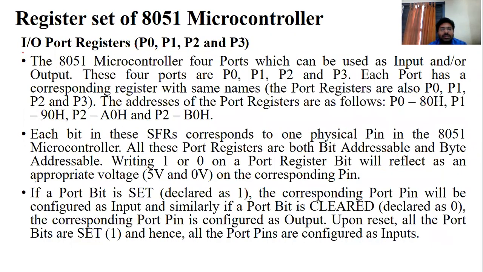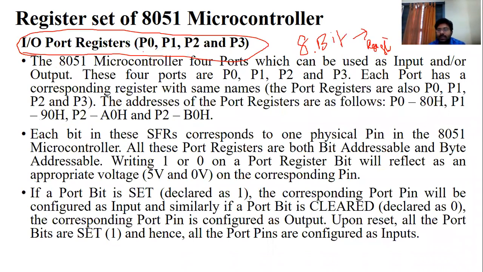The next one is the ports. You have 4 ports: port 0, port 1, port 2, port 3. These are bidirectional ports, and these ports are 8 bits. This is nothing but an 8-bit register. We can also call these ports 8-bit registers.